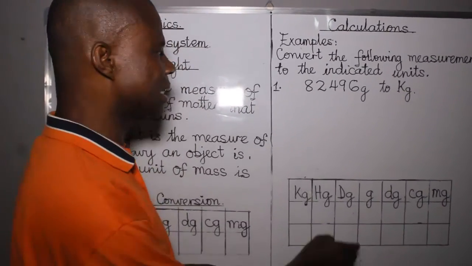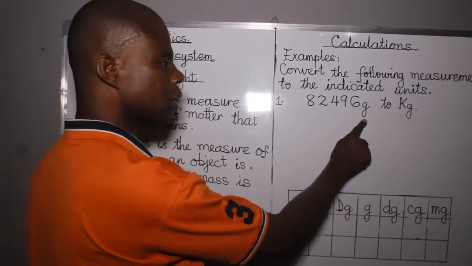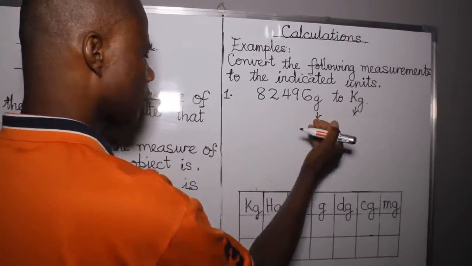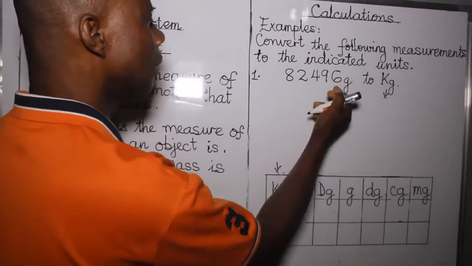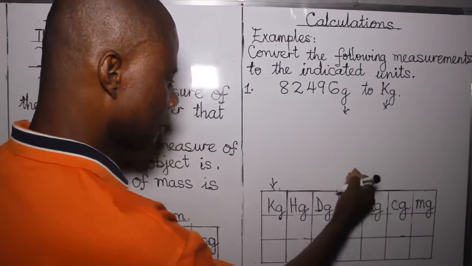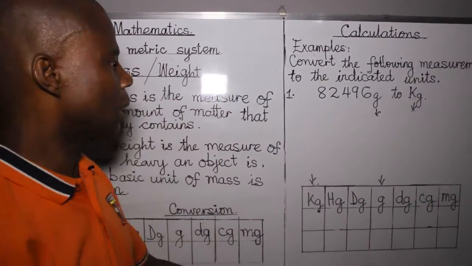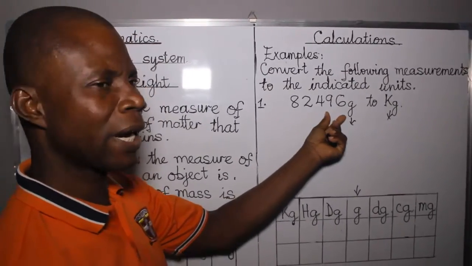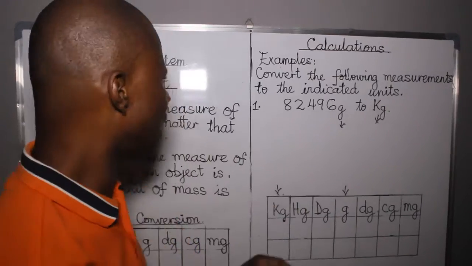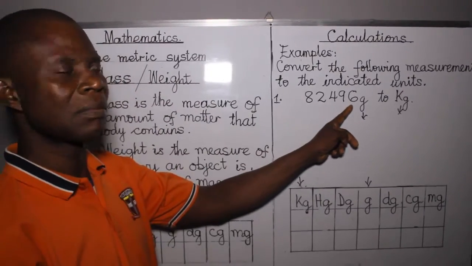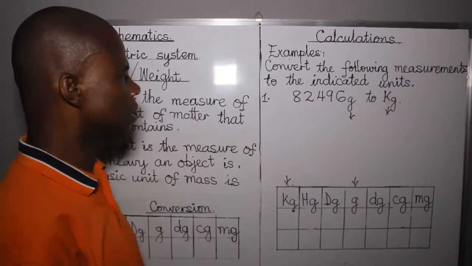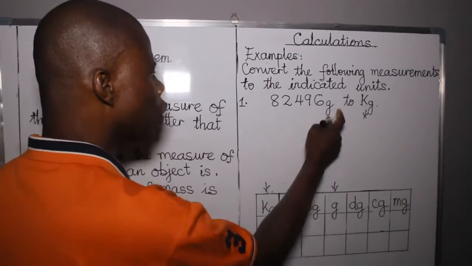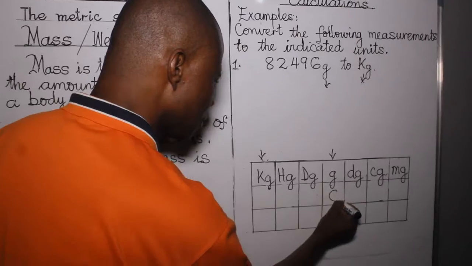All you need to do is just take the figure, locate the kilogram column and gram column. This is kilogram, and this is gram. These are the columns you need. And what do you do? This number is a whole number. 82,496 is a whole number. Therefore, this is units. No decimal figure here. The unit given here is gram, so it starts on the 6. So locate gram and fix 6.